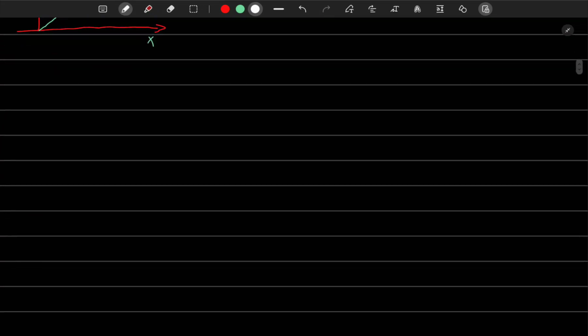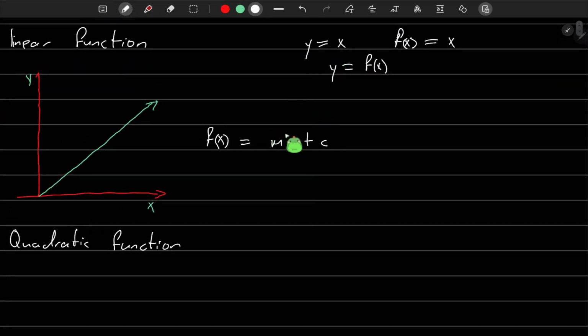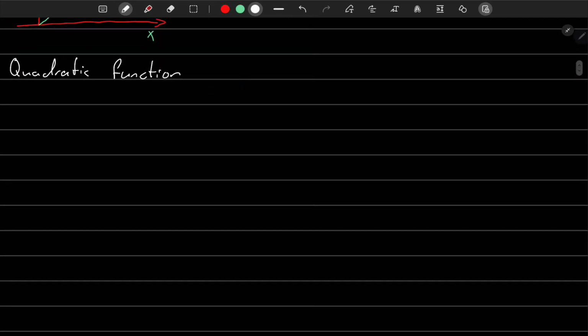Now the next type of function that we're going to talk about is a quadratic function. The reason I chose a quadratic next is because the linear function has x to the power of 1, and a quadratic function is basically x to the power of 2. So the general equation is f of x equals ax squared plus bx plus c. So a is the coefficient of x squared, b is the coefficient of x, and c is a constant.